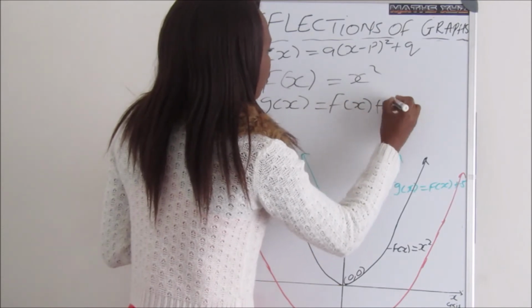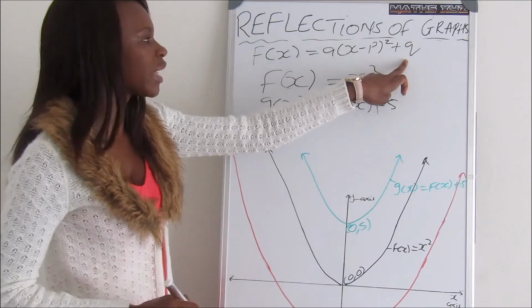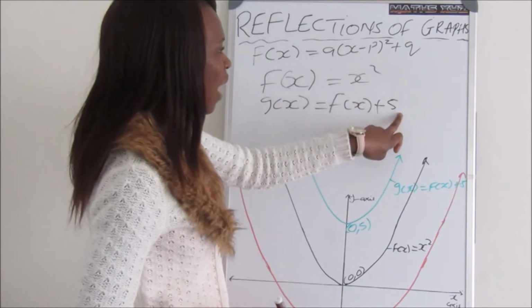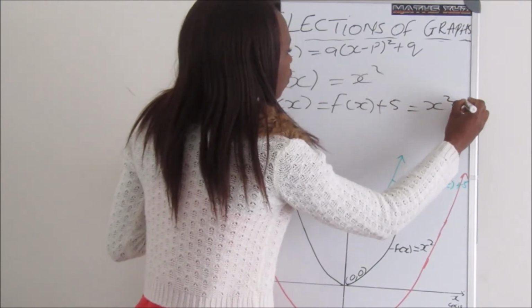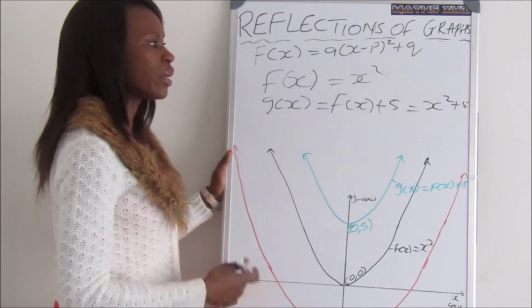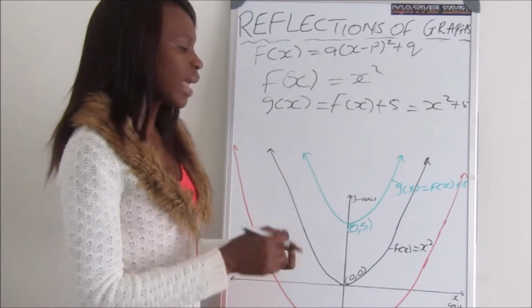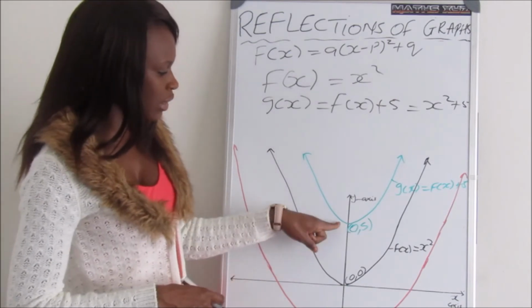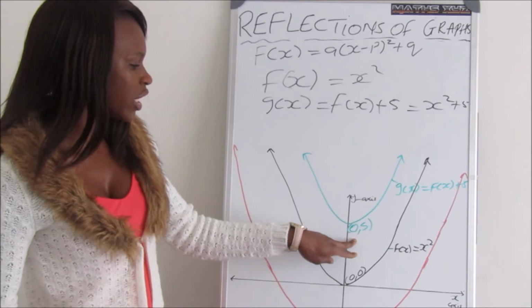So it's a graph of g at x, which is f at x plus 5. This time you can see that we are only concentrating on q because it's a plus 5, not on the x. Then that makes it x squared plus 5. Then we know that our p is equal to 0, but our q now is equal to 5. So with this one, we know that our turning point will be at (0, 5), which is our graph of g at x with the turning point at a coordinate of (0, 5).